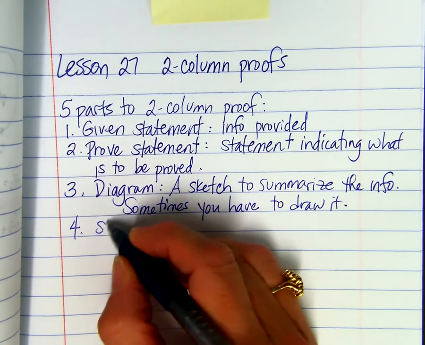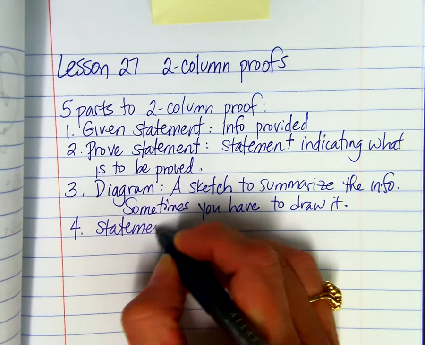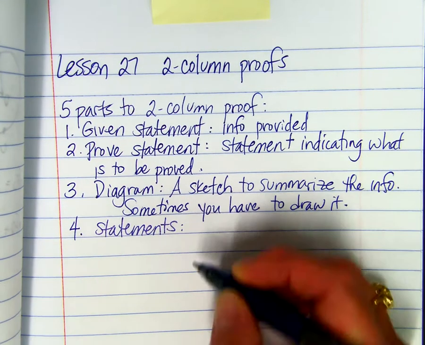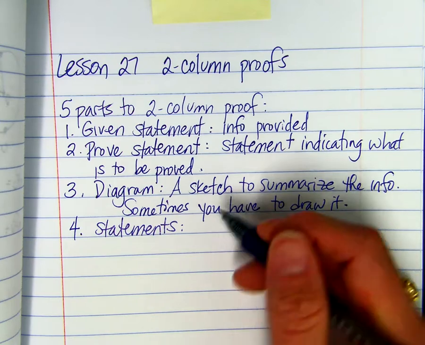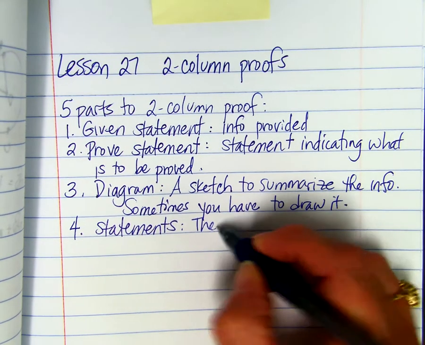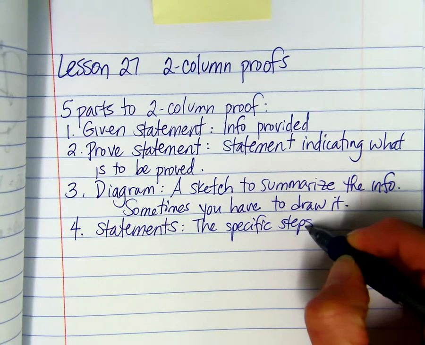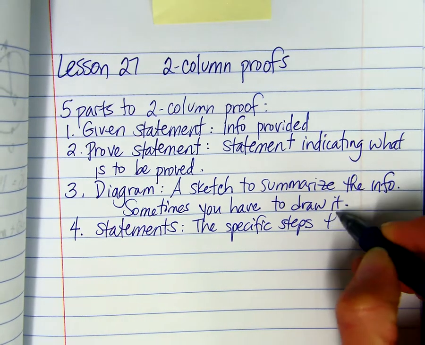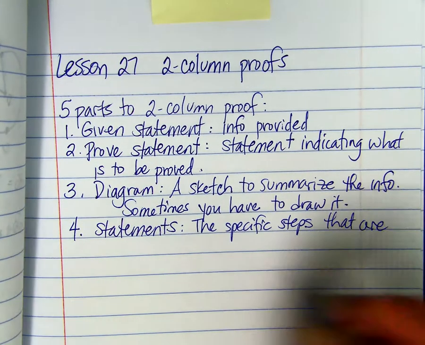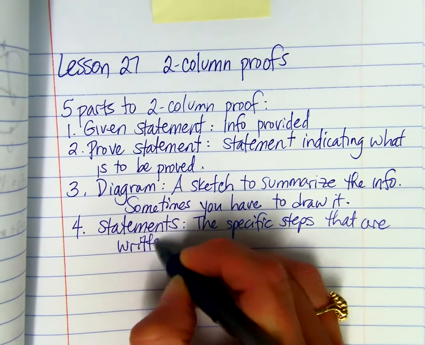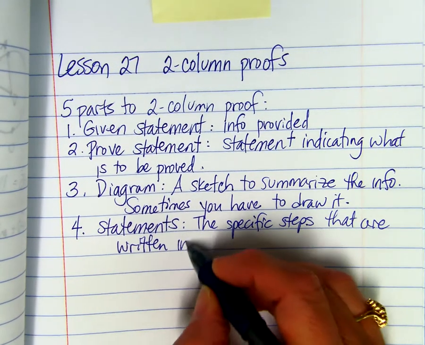Number 4 are the statements that you're going to write on the left-hand side of your two-column proof. So it's the specific steps that are written in the left-hand column.